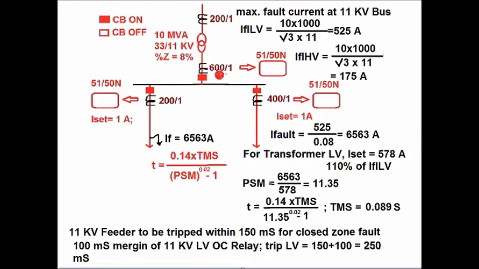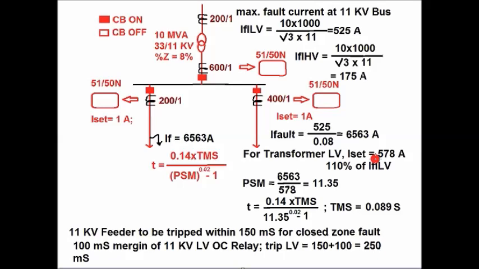Now I will calculate the TMS for this LV side of the transformer. Since the LV side full load current is 525 ampere, the current set for the overcurrent relay is given as 110% of the full load current. So here the current set for the feeder would be 525 into 110%, which is equal to 578 ampere. So the relay setting current is known.